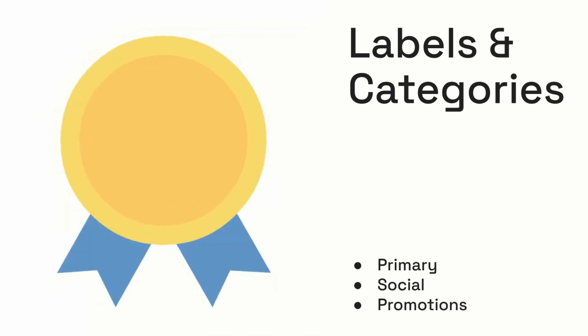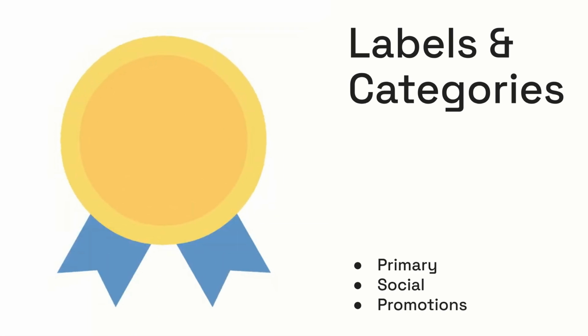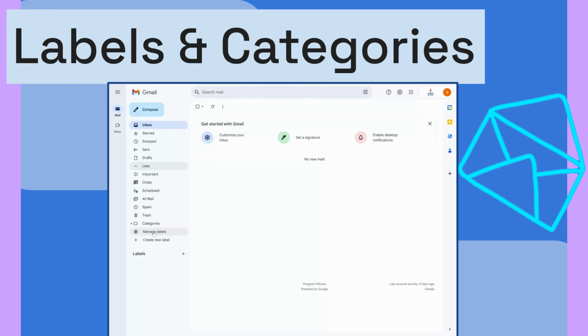Gmail uses labels and categories to help you organize your emails. Think of labels like folders, but an email can have multiple labels. Categories like Primary, Social, and Promotions automatically sort incoming emails for you. A label in Gmail works like a folder. It helps you organize your emails.